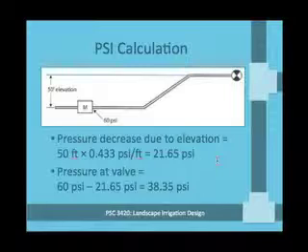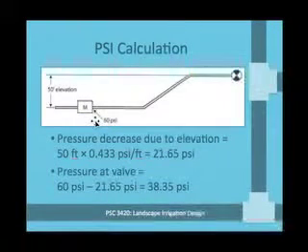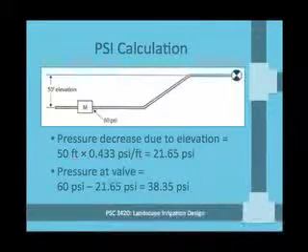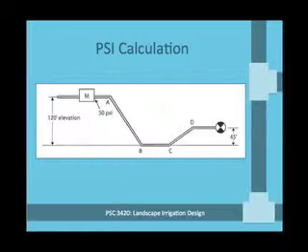So the pressure at the valve is going to be 60 psi, which is what we're starting with at the meter, minus 21.65 psi, which we've calculated here, and it's going to equal 38.35 psi. So you can see there's a pretty significant loss in pressure here. And in terms of irrigation systems, that's something that's very important to note so that you're sure you have adequate pressure to operate the system that you designed.